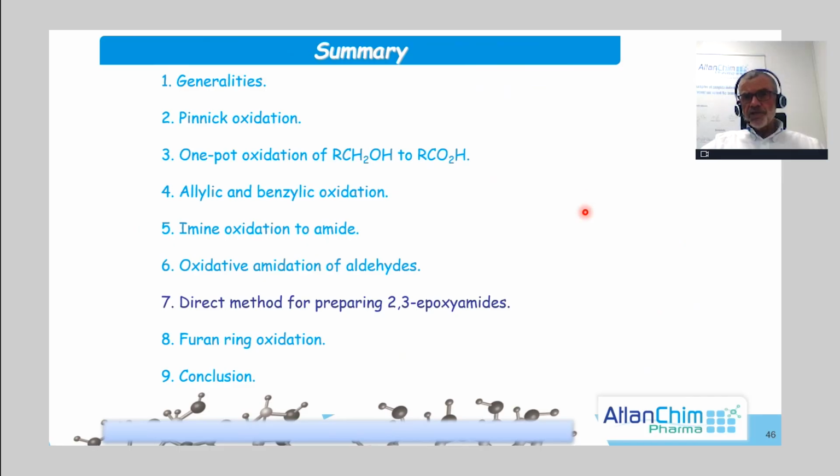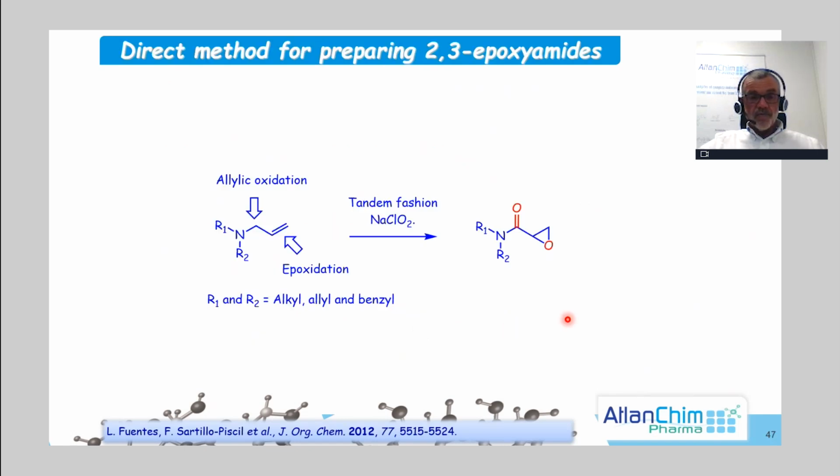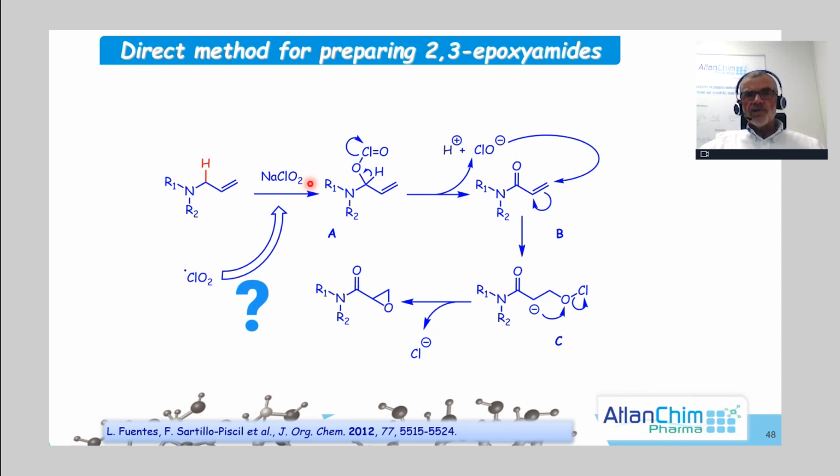Another application for sodium chlorite is a direct preparation of 2,3-epoxy amides. In 2012, these authors published an original and direct method to prepare 2,3-epoxy amides from tertiary allylamines using sodium chlorite via a tandem C-H allylic oxidation, double bond epoxidation. A rational reaction course could be presented as the following.